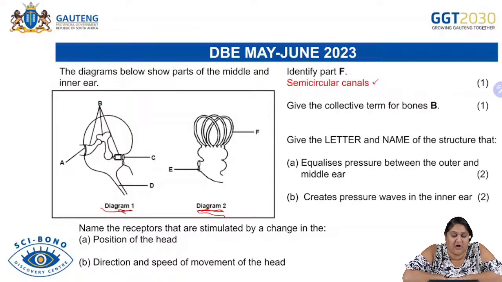So those bones are the ossicles. Remember, you should know them. Also, separately, you need to know that they are the malleus, the incus, and the stapes. Together, they are known as the ossicles. Okay? They are the smallest bones in the human body.